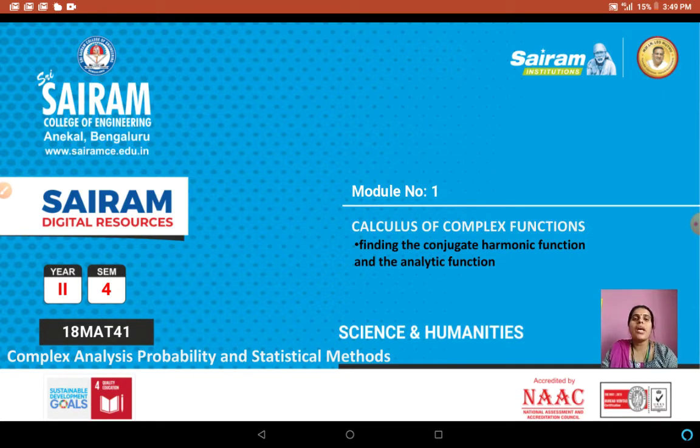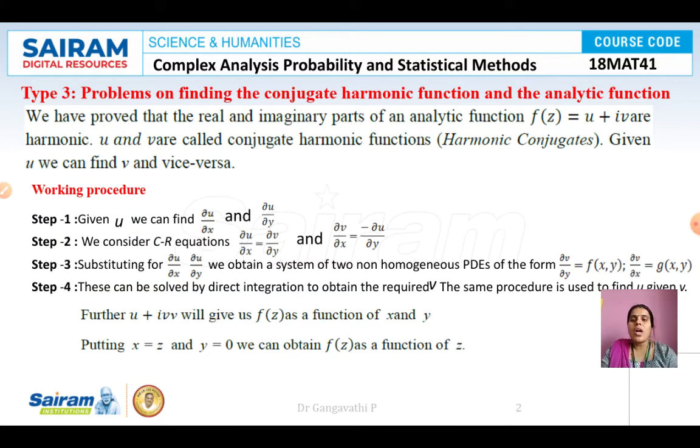So u and v are harmonic functions. u is called the harmonic conjugate of v, and v is called the harmonic conjugate of u. Let us see how exactly we can find that. These are called the type 3 problems: problems on finding the conjugate harmonic function, and hence we are going to find the analytic function.